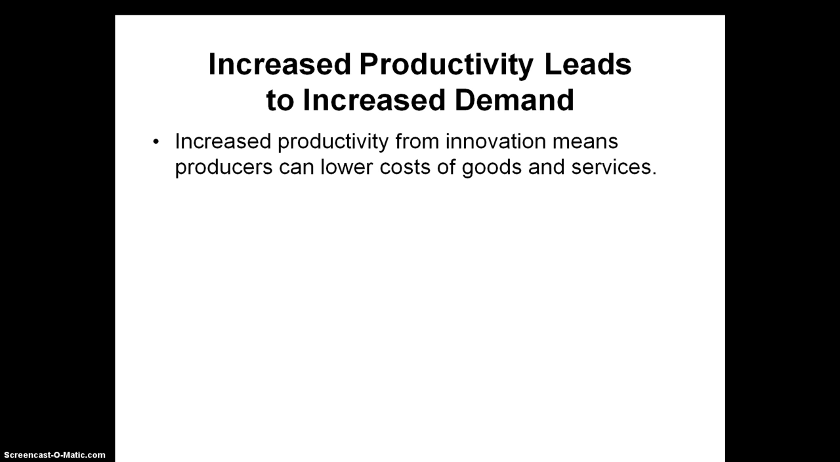There are times when increased productivity will lead to increased demand, which means that we're still producing more. So what happens here is that increased productivity from innovation means that producers can lower the costs of goods and services, so they can produce things at a lower price. And a lot of times, to be competitive, these producers will pass that savings on to the consumers by lowering the price of the end product.